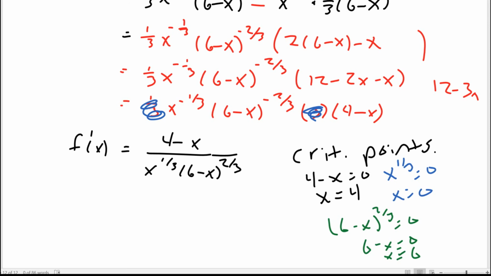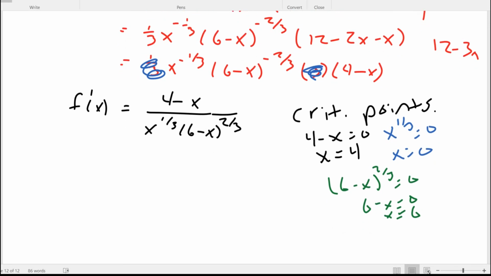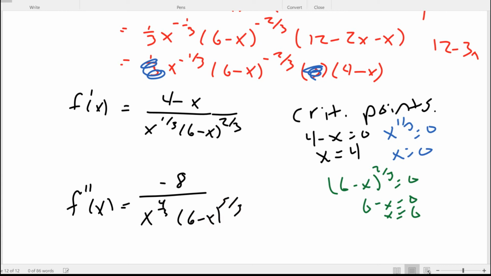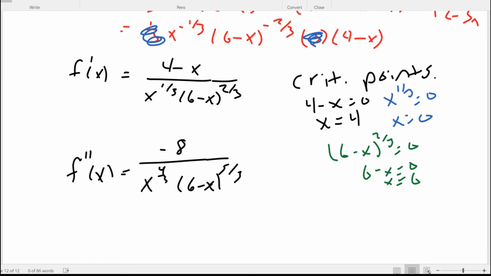Now, good gracious, we're going to have to do the second derivative. Well, do you want to take my word for it? Or you want to work through all of it? So the second derivative, you got to use the quotient rule. And inside of there, you're going to wind up with the product rules and stuff like that. It's going to be negative 8 over x to the 4/3 and 6 minus x to the 5/3. And so where we check concavity, that's just going to be again where x equals 0 and 6, from where this stuff is undefined. Okay? Alright, so those are really the super important points at the moment.